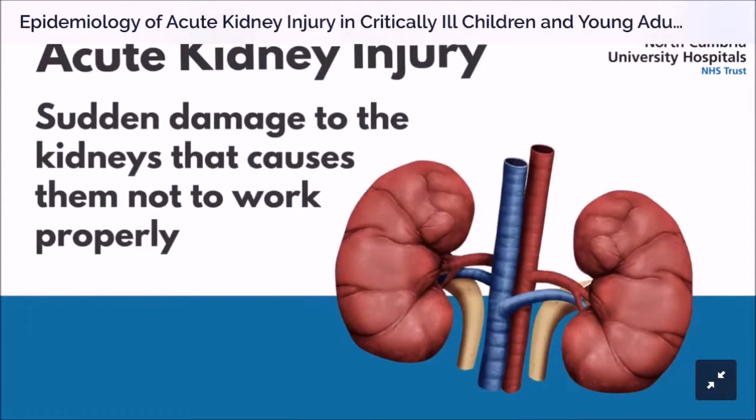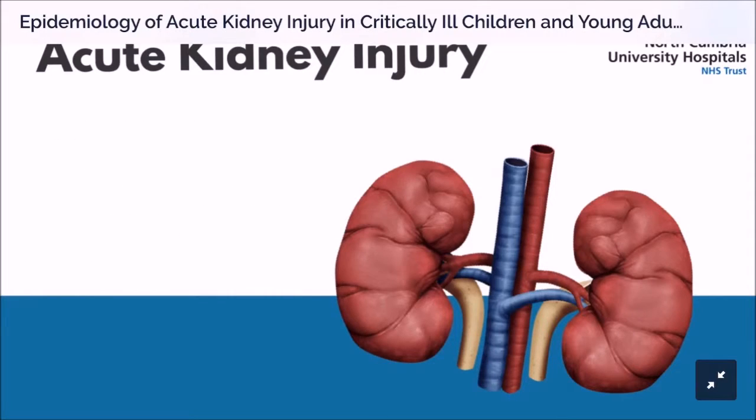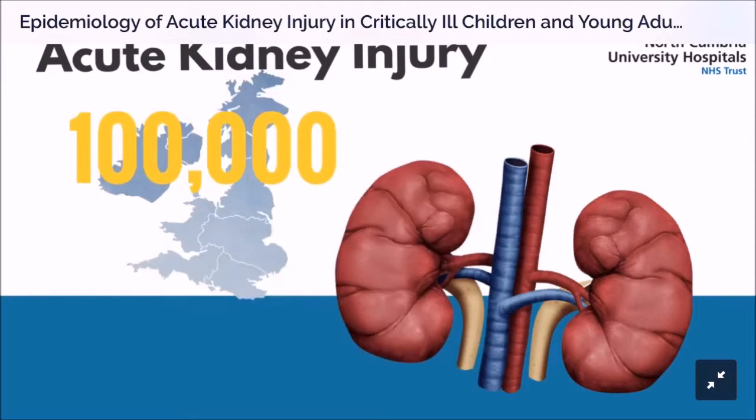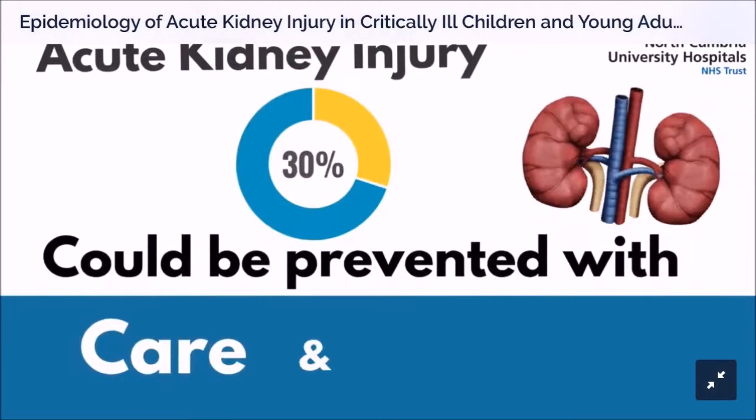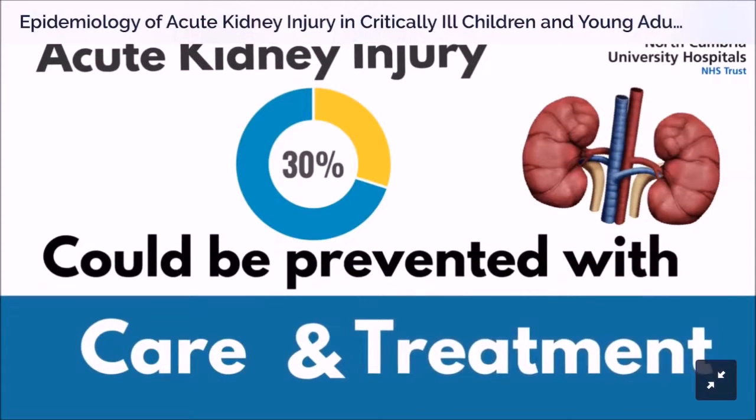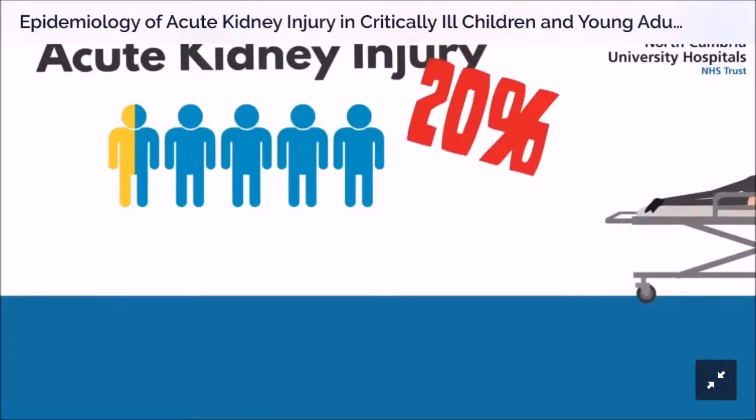Acute kidney injury is a sudden damage to the kidneys that causes them not to work properly. And in the UK, up to 100,000 deaths each year in hospital are associated with acute kidney injury. Up to 30% of these could be prevented with the right care and treatment. Today we're looking at trying to encourage people to remain hydrated and to take care of their kidneys.